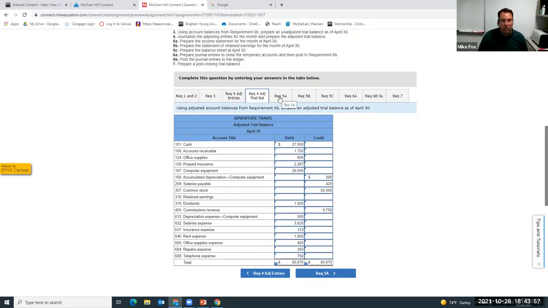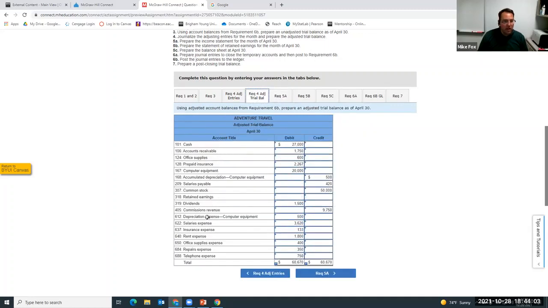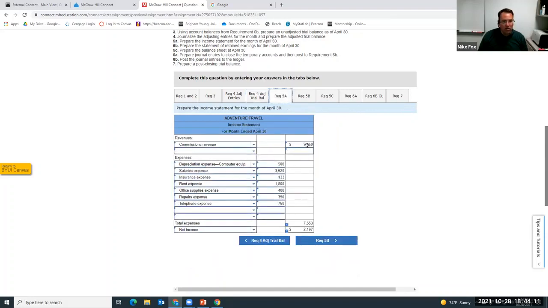Then 5A, we're going to take this info and we're going to create an income statement. So we can look on here and say an income statement has revenues and expenses. So here's my revenue account. Here's my expense accounts. And those amounts carry forward here to the income statement.